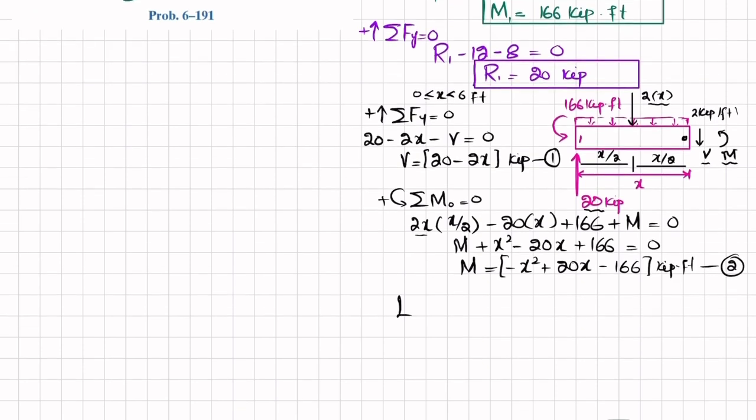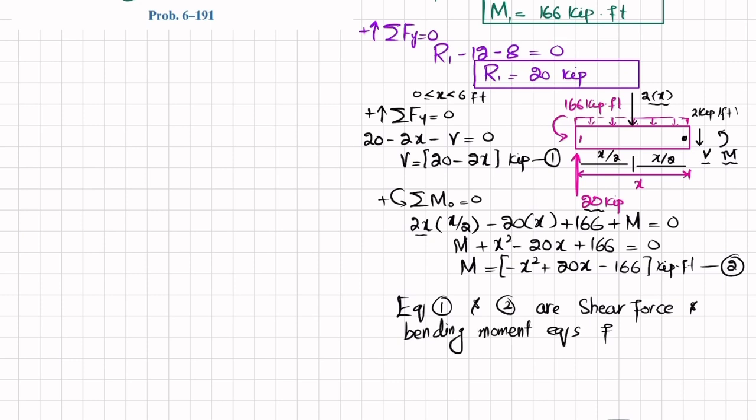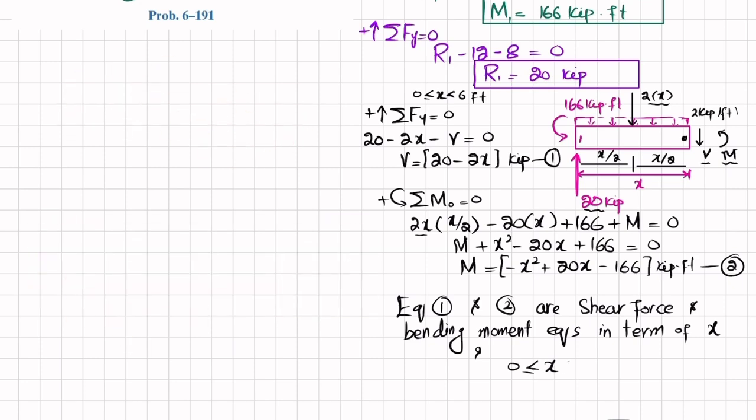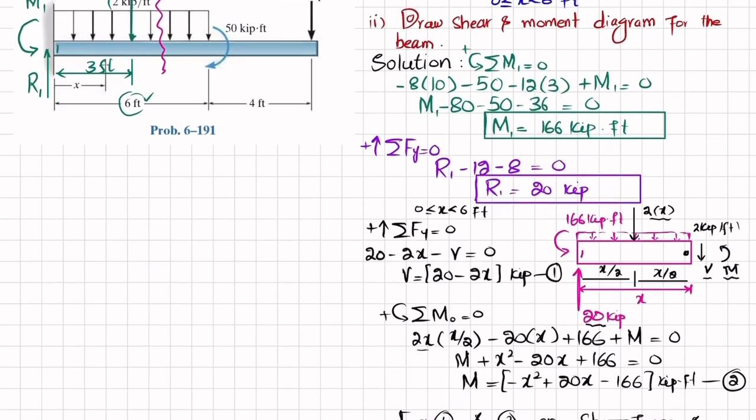So equations number 1 and 2 are the shear force and bending moment equations in terms of x, and here you will use x greater than 0 and less than 6 feet. Clear? So this is the answer of our first part. Now we'll move toward drawing the shear force and bending moment diagram.